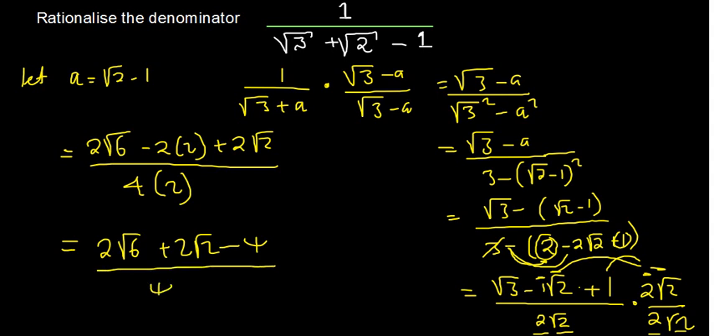So what I've done is I've rationalized the denominator. If I want, I can divide each term by 4: 4 into 2 root 6, that is going to be root 6 over 2. 4 into 2 root 2, that is going to be root 2 over 2 again. And then 4 into 4, that will be minus 1. So that is it for this one.